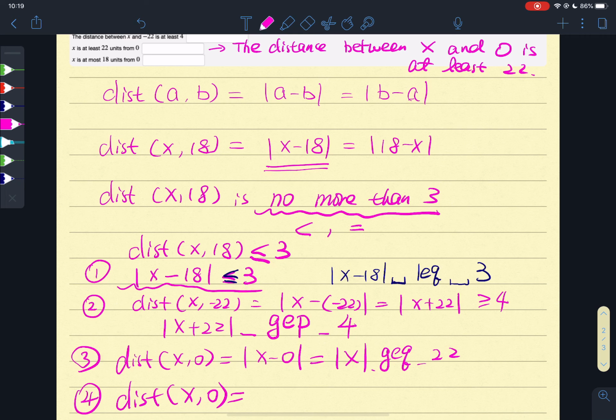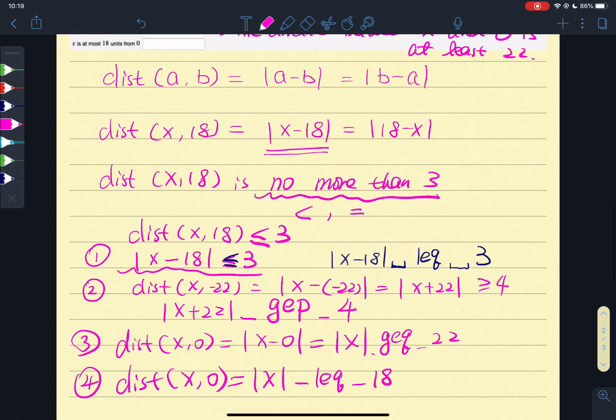And I hope the last problem you can discuss very easily. It's the distance between x and 0. So the absolute value of x is at most, in other words, less than or equal to 18. Okay, so this is how we can work it out. So bottom line, you should understand the geometric meaning of absolute value expression, how it's related to distance, so you can convert back and forth between word descriptions and mathematical notations.